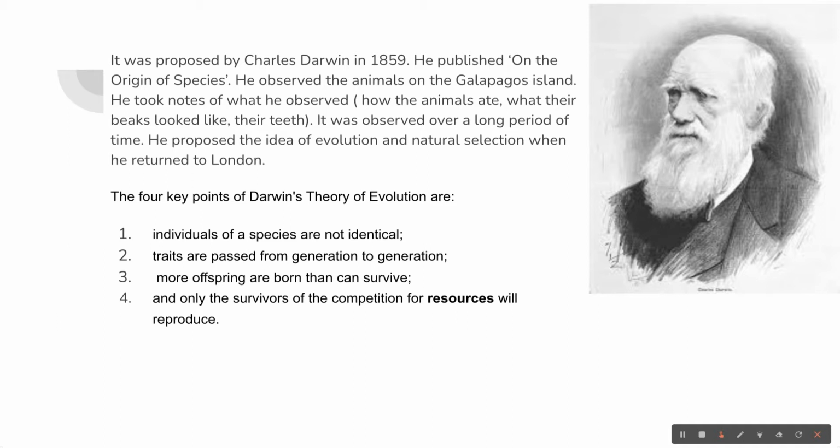More offspring are born than can survive, especially in animals. You'll notice that more so in wildlife than humans. Sometimes in humans, but mostly like fish, reptiles, and things like that. Wild animals. Only the survivors of the competition for resources will reproduce. So only the ones who can get the resources they need will reproduce and survive. So these are the 4 main points that he touches on that he observed.